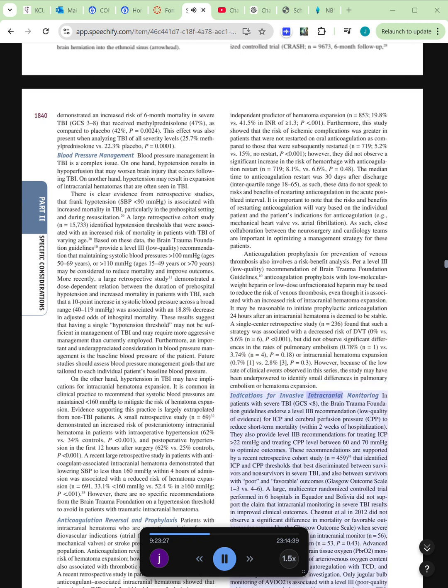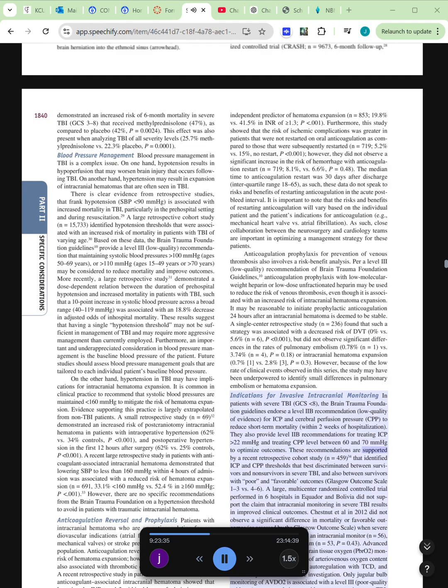Indications for invasive intracranial monitoring in patients with severe TBI, GCS less than 8. The Brain Trauma Foundation guidelines endorse a level IIB recommendation, low quality of evidence, for ICP and cerebral perfusion pressure, CPP, monitoring to reduce short-term mortality within 2 weeks of hospitalization. They also provide level IIB recommendations for treating ICP greater than 22 mmHg and treating CPP between 60 and 70 mmHg to optimize outcomes.